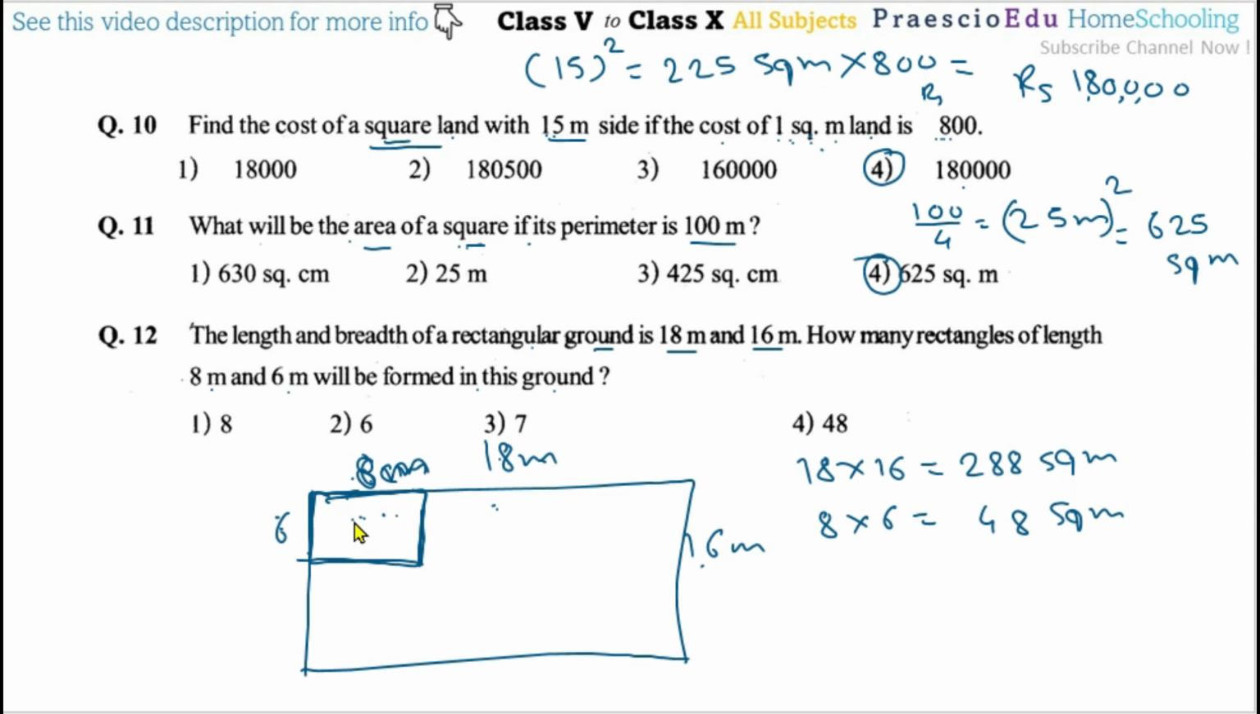Now this is the smaller one, so how many times will we repeat it so that we can get this area? This means we have to do 288 divided by 48. Here it is square meter and here also square meter, so in a division both the units are gone and only the number remains. So 48 multiplied by 6 gives 288, means 6 times. So that 6 is given in option number 2.